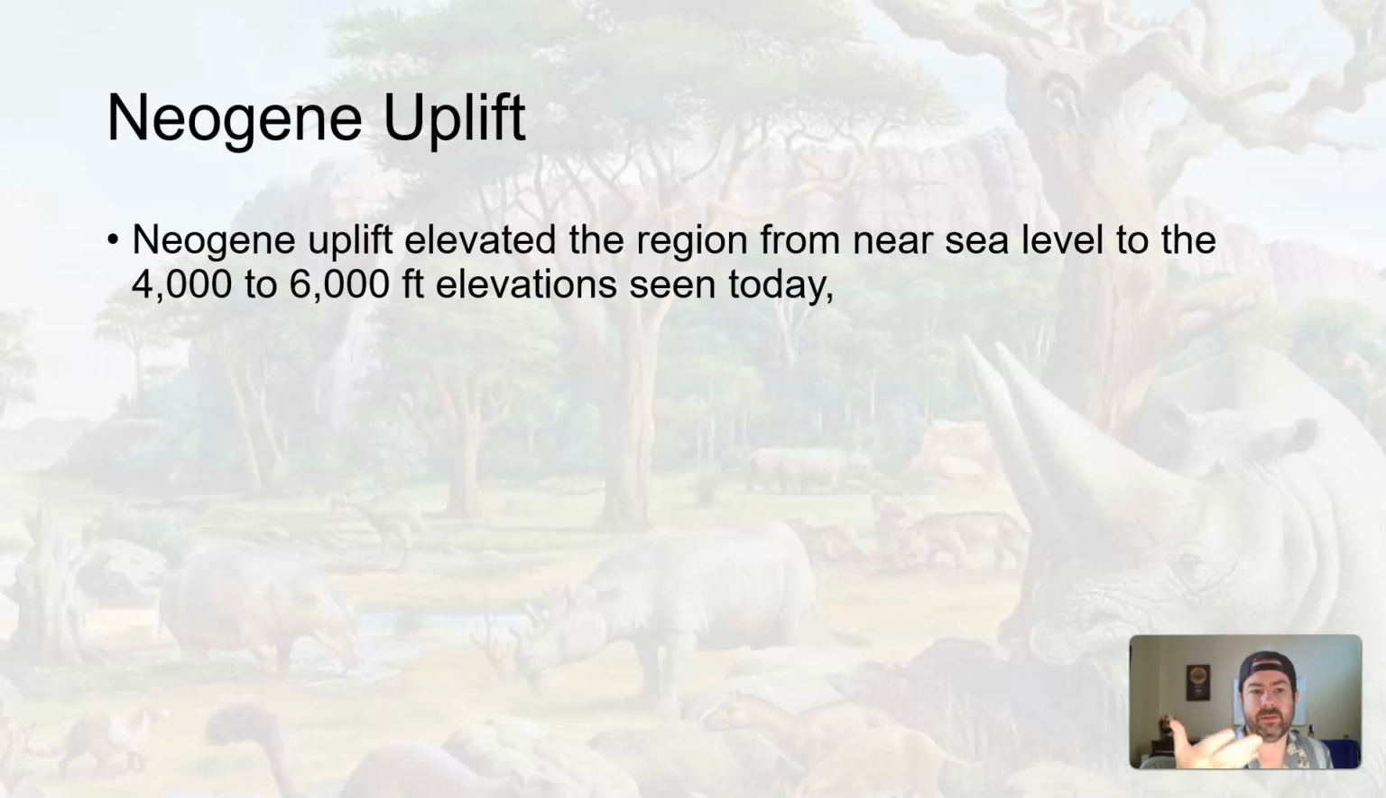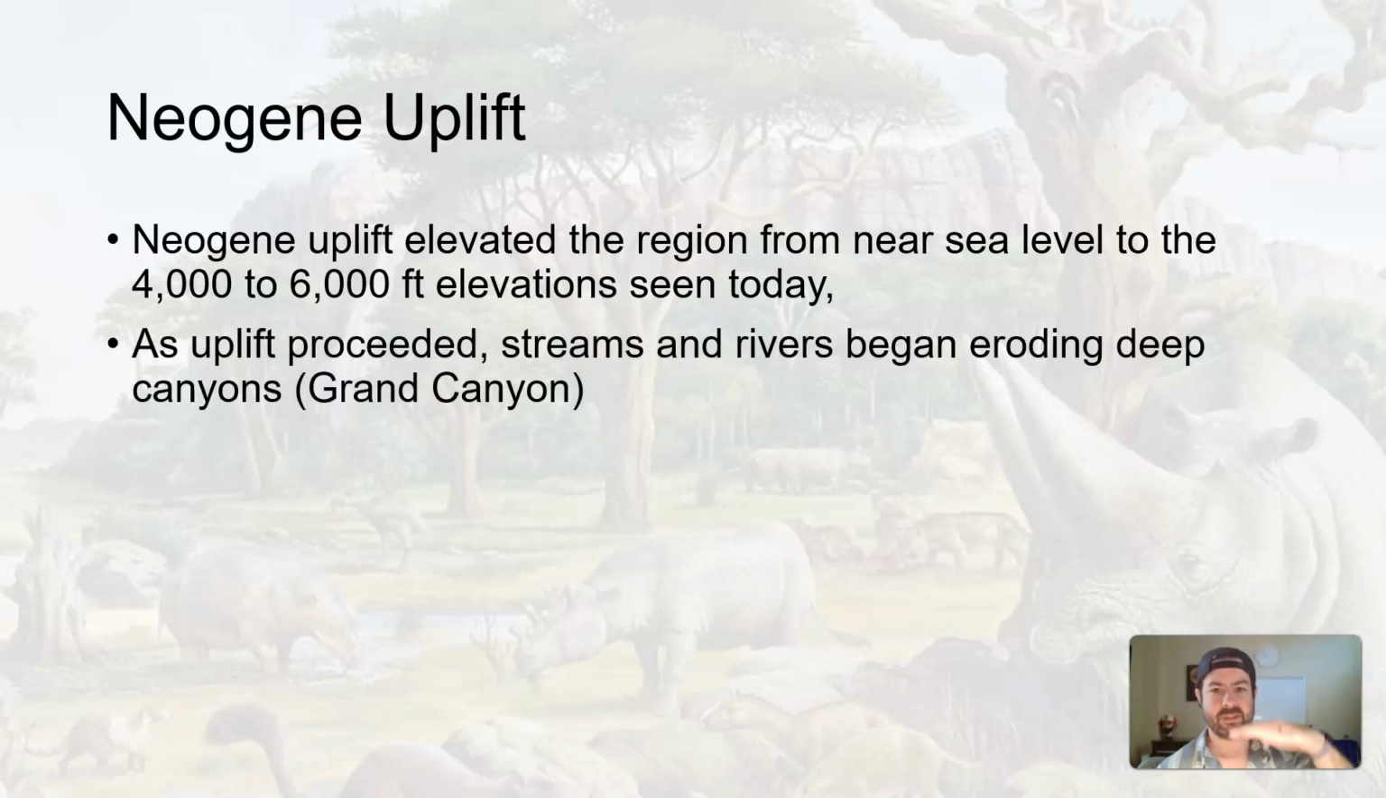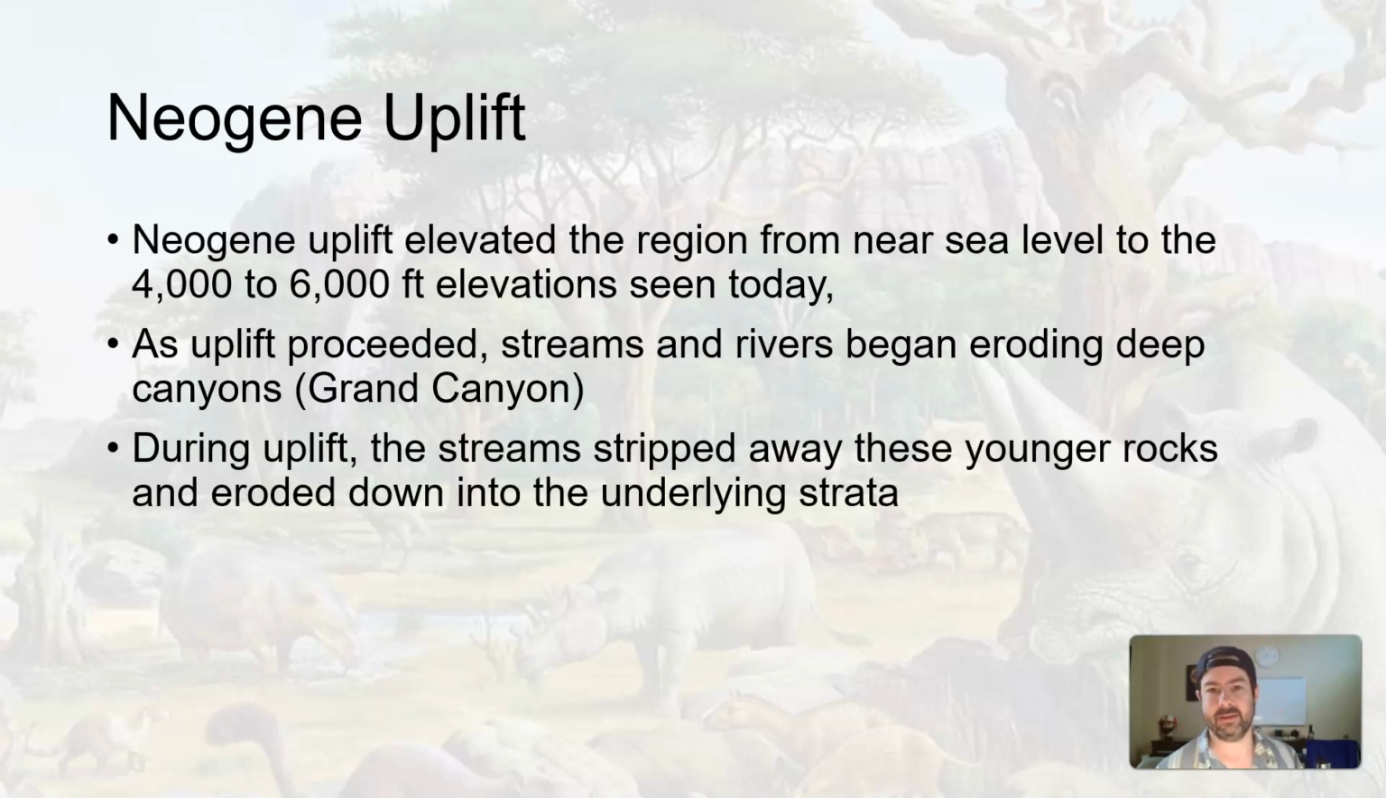Neogene uplift elevated the region from near sea level to the 4,000 to 6,000 foot elevations seen today. For instance, Flagstaff sits on the Colorado Plateau, and Flagstaff has an elevation of, I forget the specifics, but somewhere between 5,000 and 6,000 feet. So that area was at one point at or actually below sea level, since it was covered with marine sedimentary rocks. It got elevated during this Laramide orogeny process. As uplift proceeded, streams stripped away some of the younger overlying rocks and eroded down into the underlying strata. This is how the Grand Canyon kind of got formed.